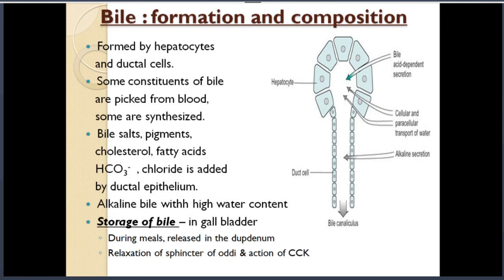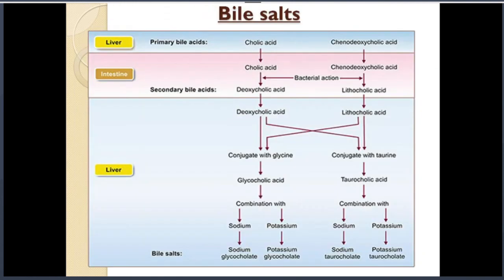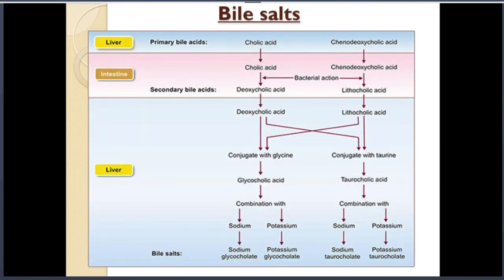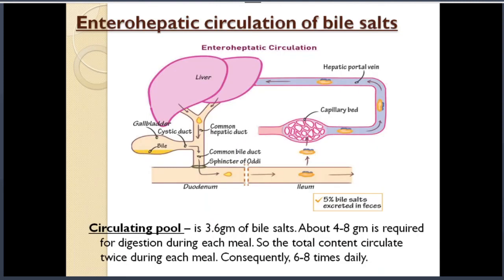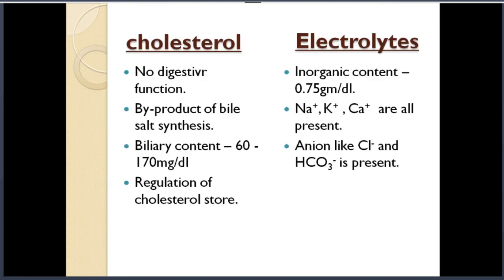Then we have discussed the bile formation and secretion from hepatocytes and bile ductules. Then we were discussing the contents of bile. We have already done bile salts, the formation of bile salts and their functions. The functions of bile salts are that they help in digestion and absorption of fat. They have a choleretic action, cholagogue action, laxative action, and all these. We will again discuss the function of bile.